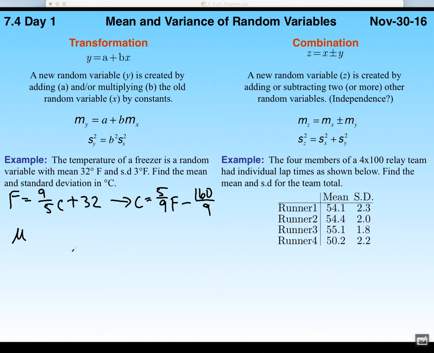So we need to find the mean in Celsius. All you do is plug in the old mean. So I do 5/9 times the mean in Fahrenheit, 32, minus 160 over 9. You guys have a guess? I can't see. 0.